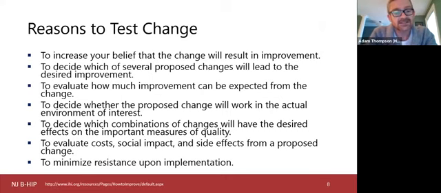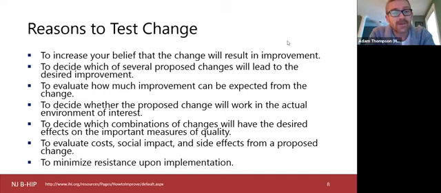When you go in to test your change, and again, this is from the Institute for Healthcare Improvement, tests of change will help you increase the belief that your change will actually result in improvement. It will help you decide which of several change ideas might actually lead to that improvement. When you think back to your brainstorming and your driver diagrams, all of those ideas that you came up with, you want to test those to find out which are the really good ones before you go and implement across some of your sites, which are very large healthcare systems.